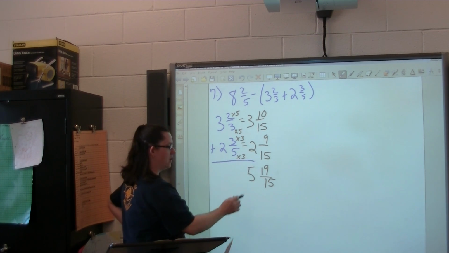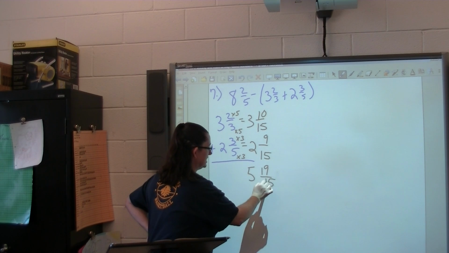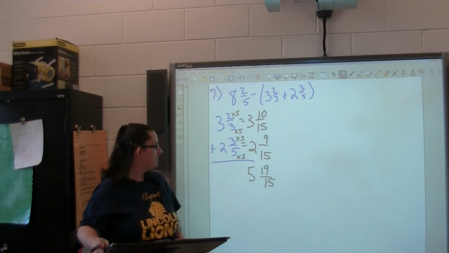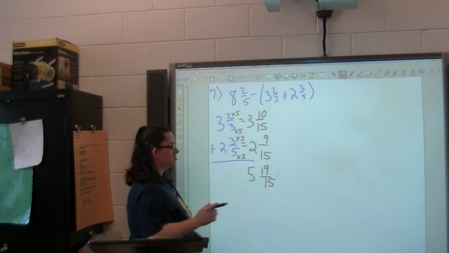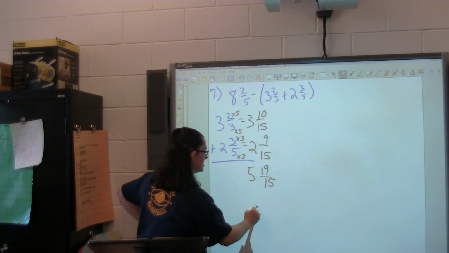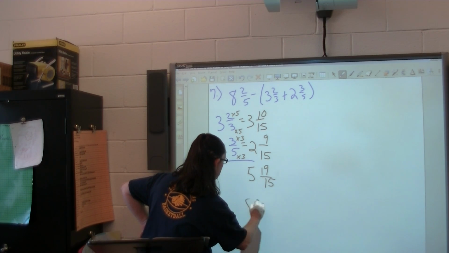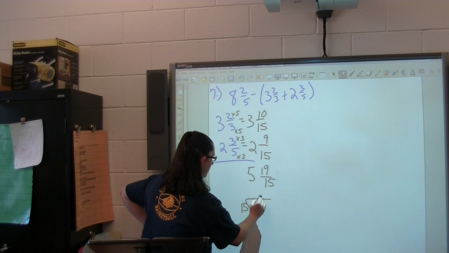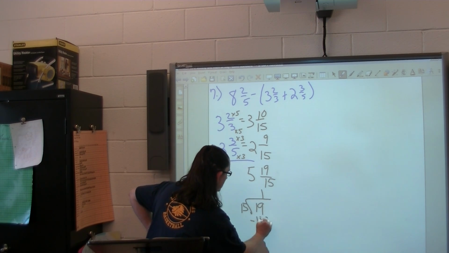Now before we move on, what do we know about 19 15ths? What is that? That is a what? An improper fraction. So we're going to go ahead and change that to a new mixed number. So we're going to divide 19 divided by 15. 15 goes into 19 once.